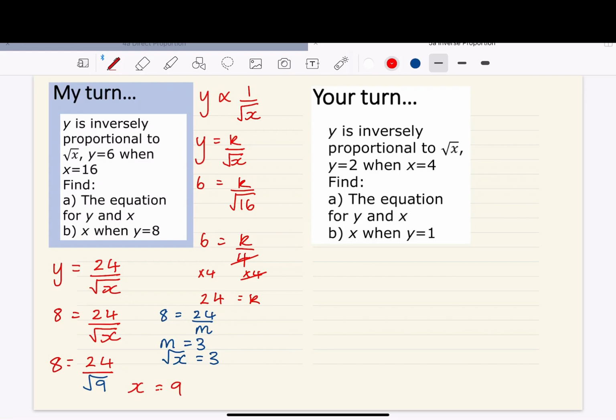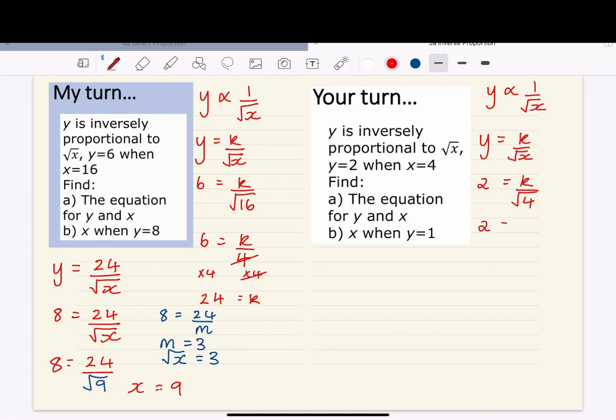Pause the video here and have a go at the your turn question. Your turn. Y is inversely proportional to root of x. That means, again, we start with y is equal to k over root x. And I know when y is 2, x is 4. Remember that 4 is going in that square root. It's not just 4 this time, it's root 4 I'm looking for. Square root of 4 is actually 2.